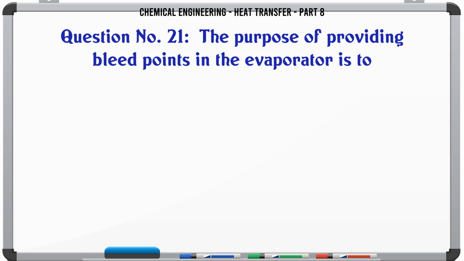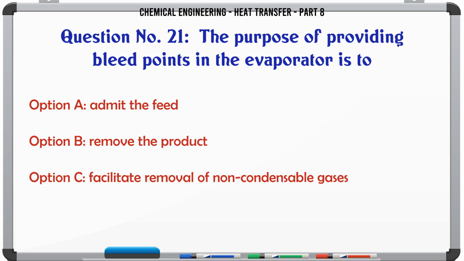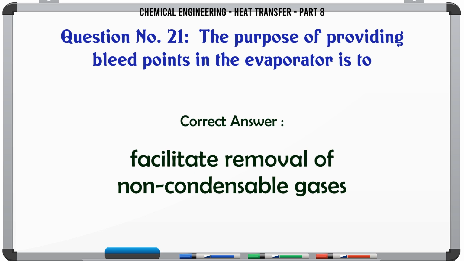The purpose of providing bleed points in the evaporator is to A. Admit the feed, B. Remove the product, C. Facilitate removal of non-condensable gases, D. Create vacuum. The correct answer is facilitate removal of non-condensable gases.